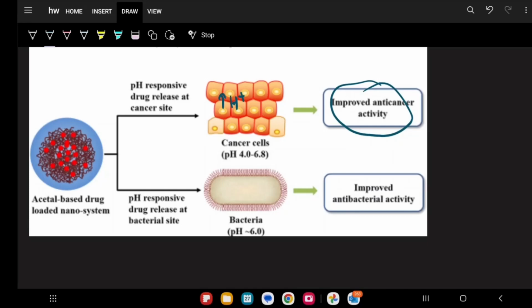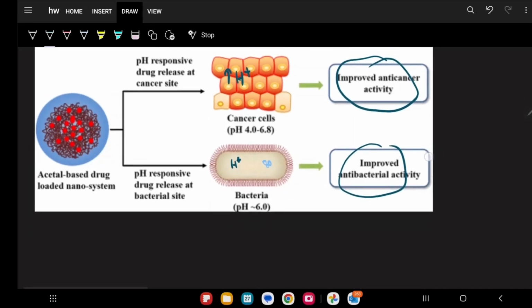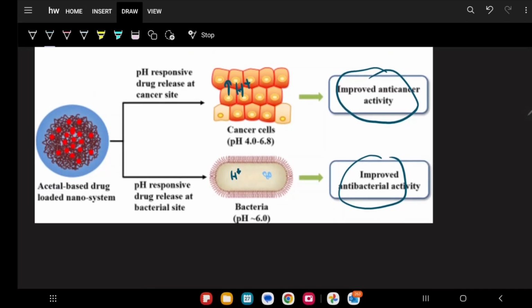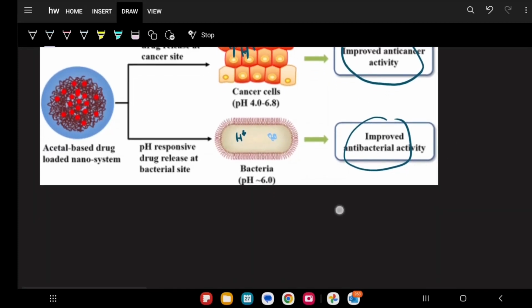Similarly, in bacteria, the inside of a bacterium tends to be a bit more acidic because cytoplasmic proteins evolved to be more sort of comfortable in acidic environments. So I don't believe it's as effective, but you still see some improved antibacterial activity by using an acetal-based drug.